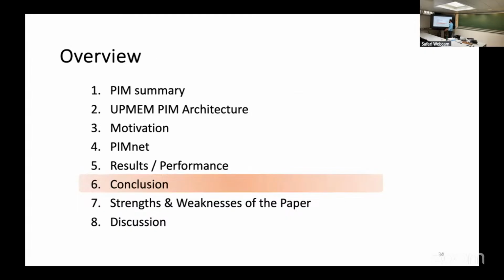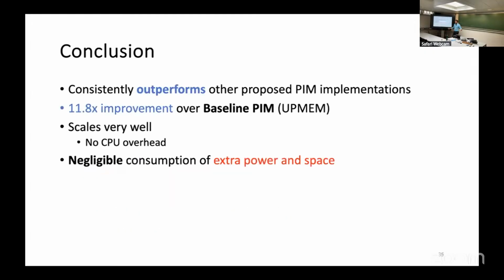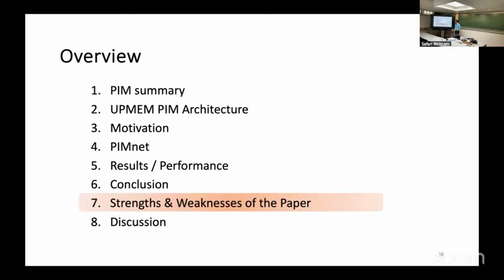So conclusion. Consistently outperforms the other PIM implementations, has 11.8 times improvement over baseline PIM, which is going to be UpMem. Scales very well, has basically no CPU overhead except for just execution or PIM kernel initialization at the very beginning. And it also has just practically negligible power and space consumption. So that's basically the entire presentation. I'm going to be moving on to the strengths and weaknesses of the paper now quickly, and then on to the discussion part.